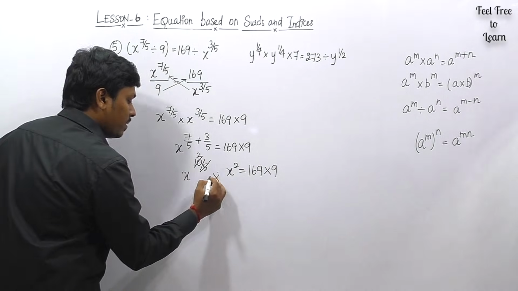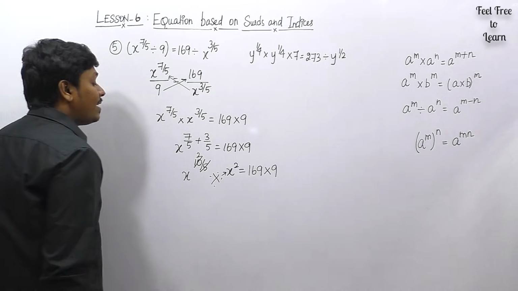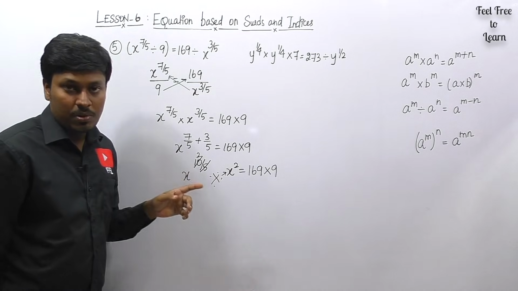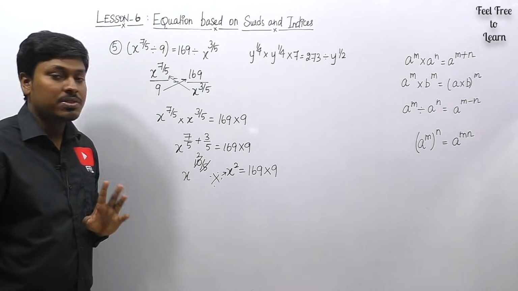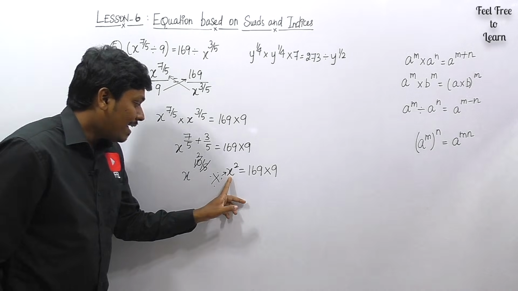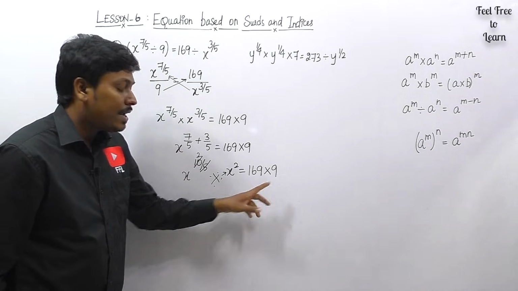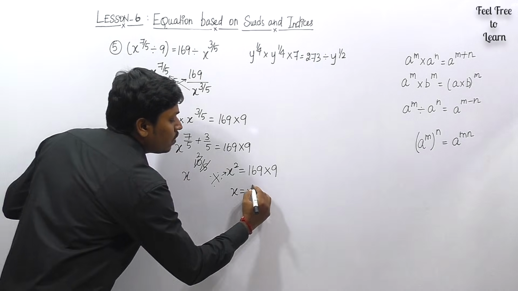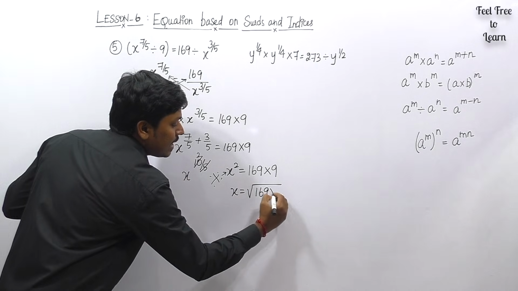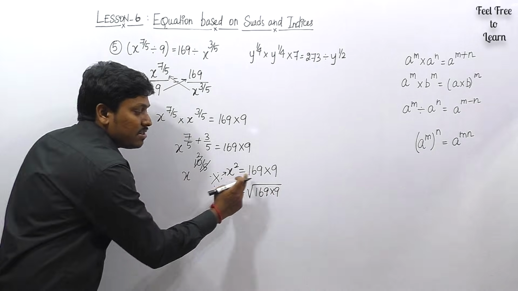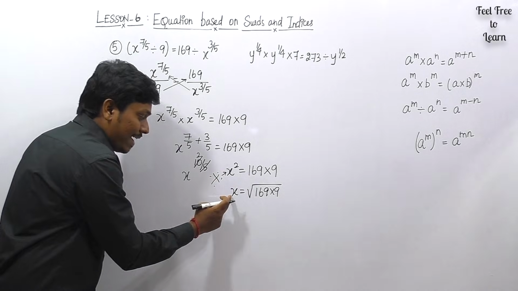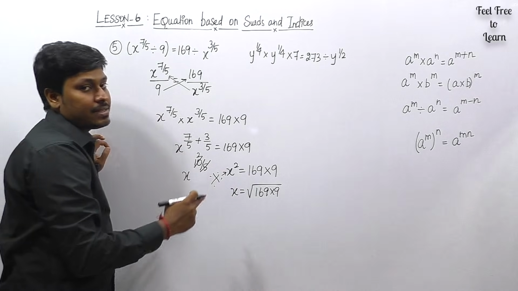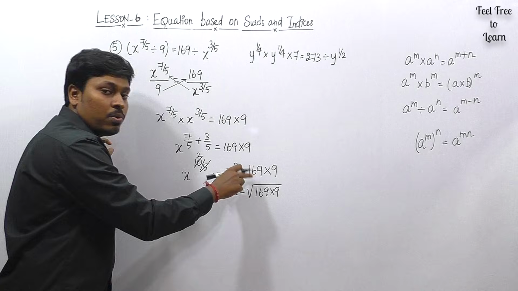So friends, one of the most important steps, in the initial stage of the video itself, I have told you: don't make a mistake while taking the square root. Here x square is equal to 169 into 9. In the next step, we are going to place a root for this number, 169 into 9, because x square is equal to 169 into 9. So x is equal to root of 169 into 9. We are placing a root for the number.